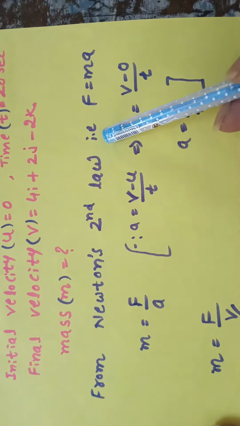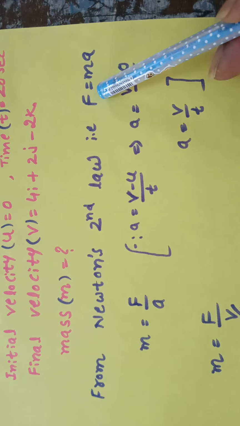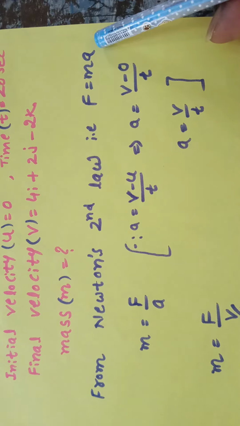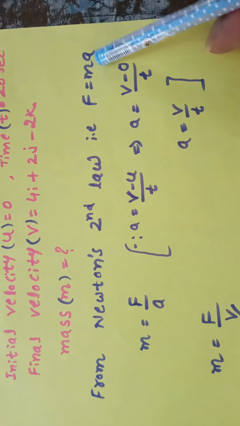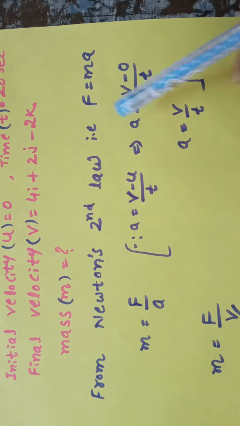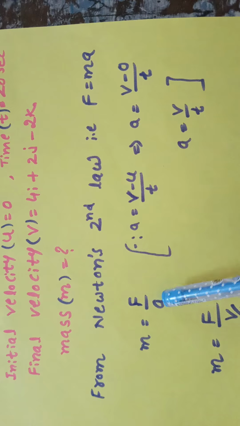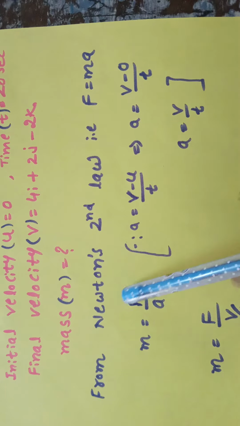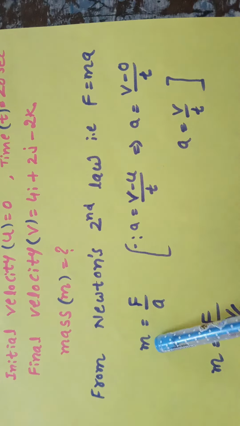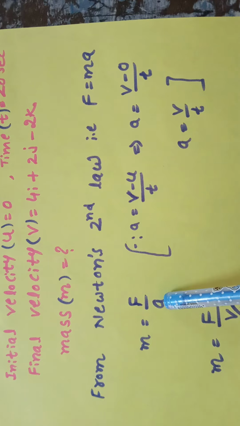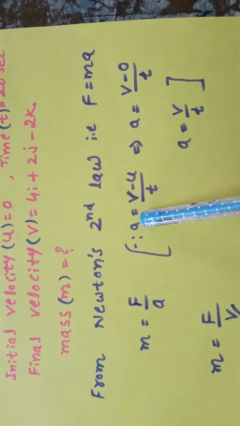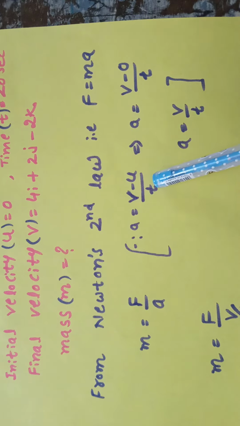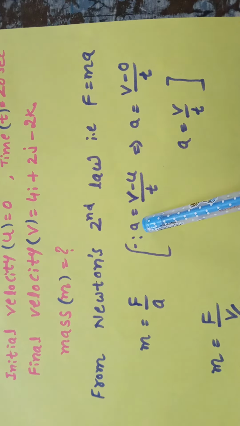From Newton's second law of motion, F is equal to ma. We want the m value, so a you can bring from the right side to the left side: F by a. A means what, sir? Acceleration. F means force, m is the mass of the body. What is meant by acceleration? The rate of change of velocity. The rate of change of velocity is called acceleration.